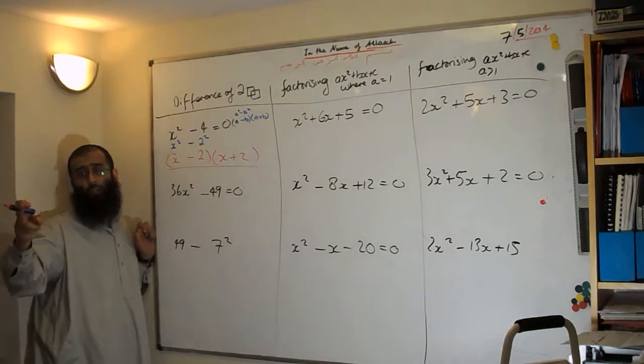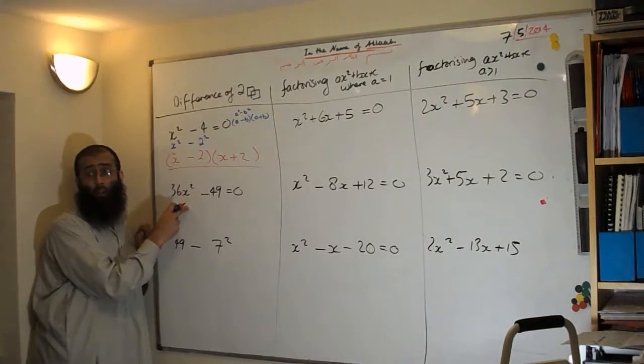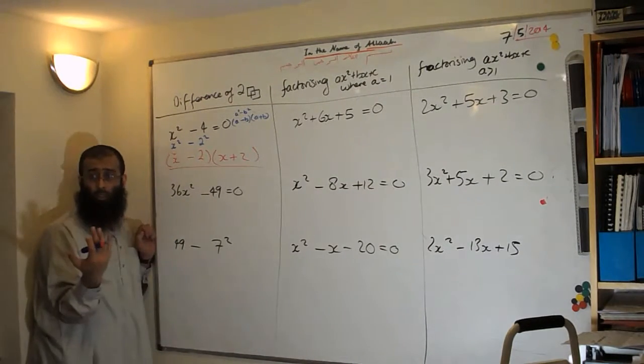Have you got that down, Ifra? Yeah. That one. Next one. 36x squared. So you better concentrate on your work, yes? Okay, move across on your chair properly. Sit properly.